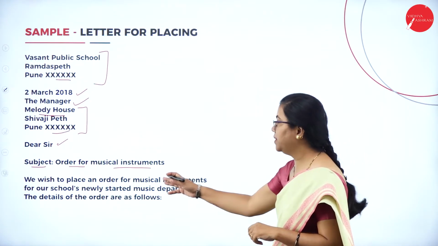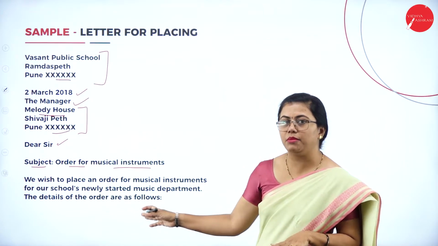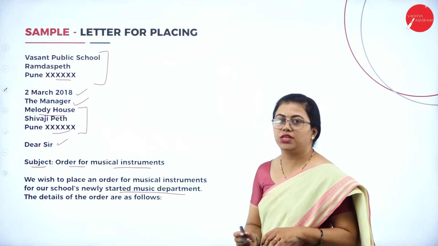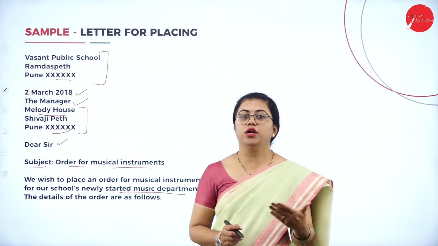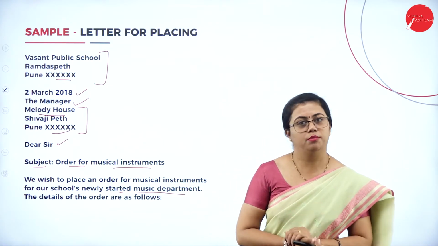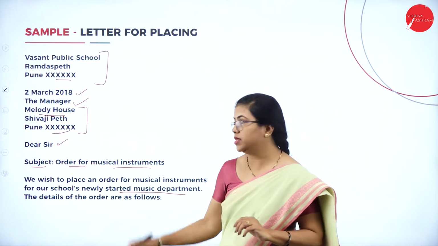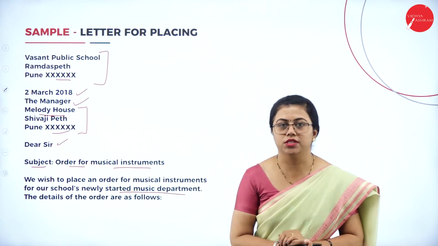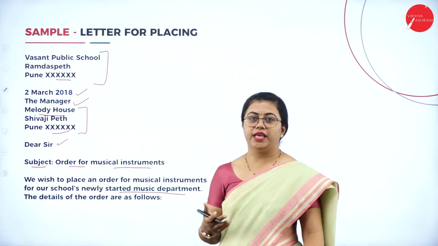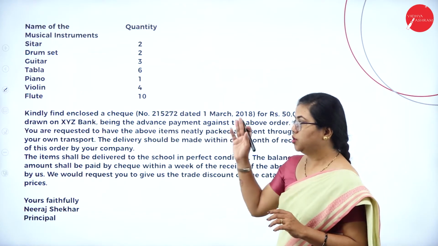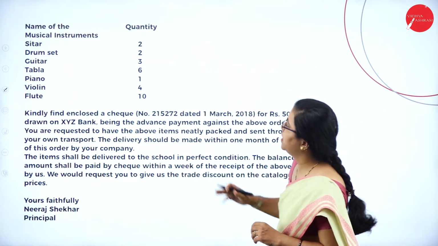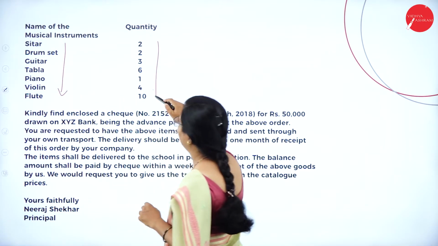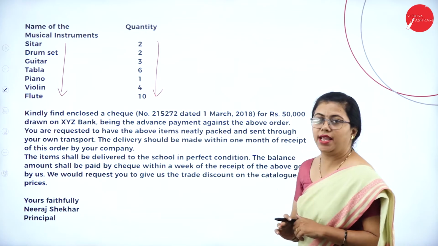Here you can see the purpose of the order is clearly mentioned. A school is placing an order for the newly started music department. So obviously they will want good feedback from the students and the parents. So they would want the supplier, Melody House, to supply good quality musical instruments. What are the instruments required for this school? Let us have a look. They have given the name of the musical instruments and the quantity. Here the name is mentioned and here the number is mentioned. So the order is clearly mentioned there.